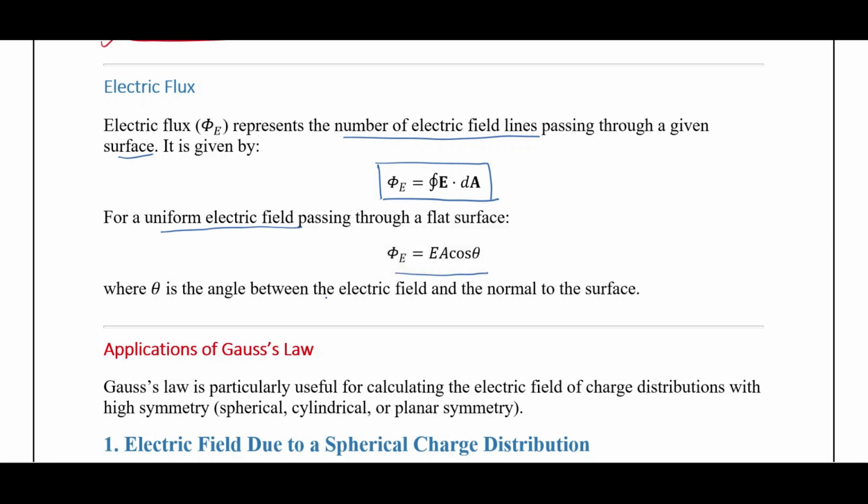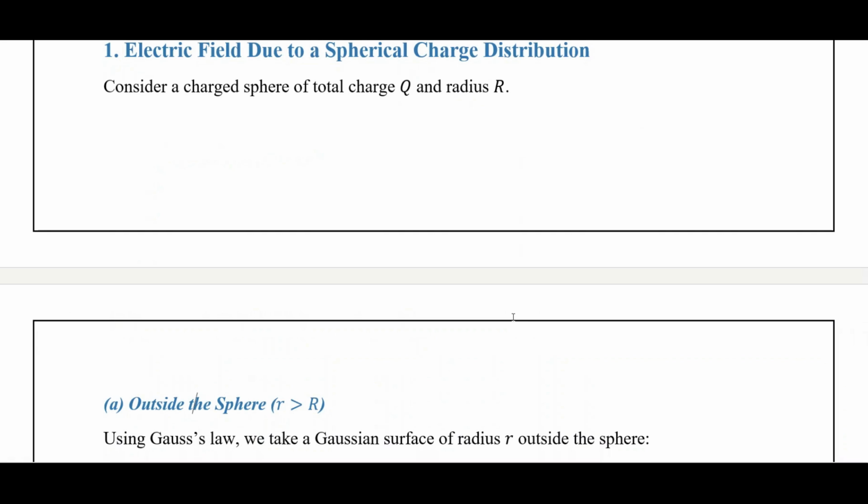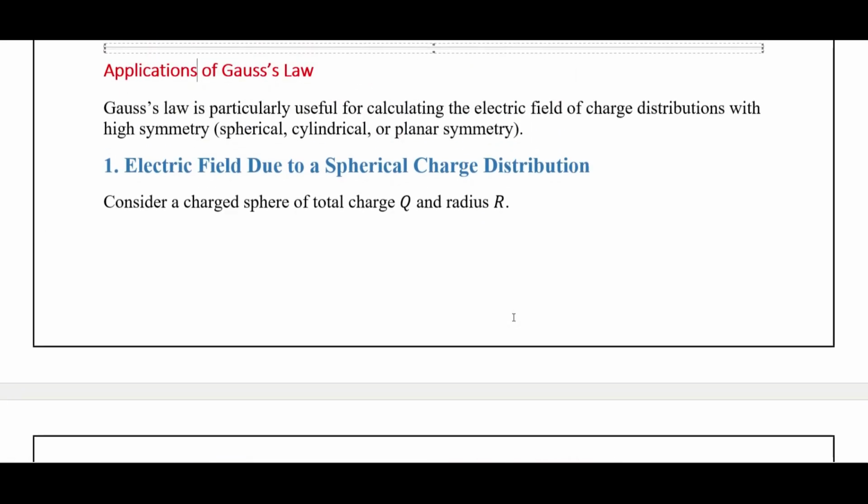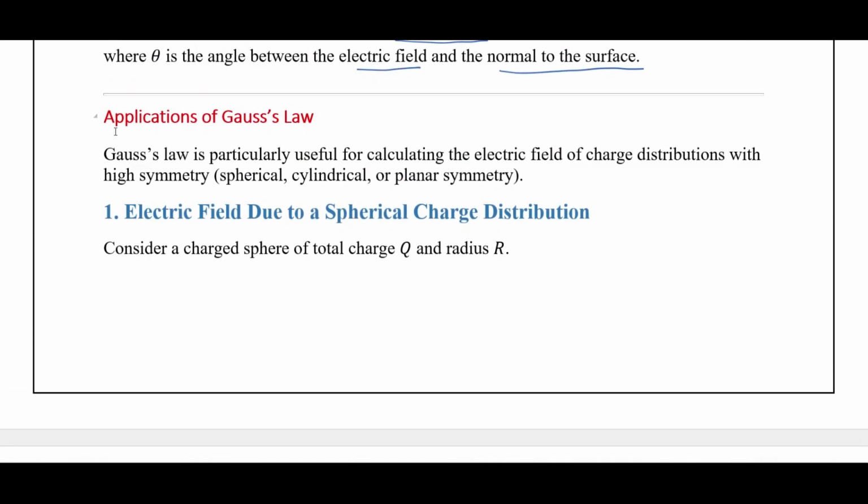We have to derive this, but from the exam point of view, we have to remember these things. Theta is the angle between the electric field and the normal to the surface. This sometimes comes up. Then the most important applications: many times the question is on applications of Gauss law. There should be 5 applications.